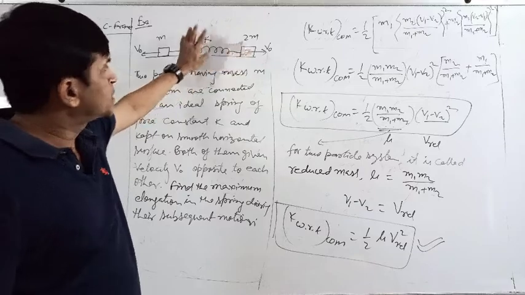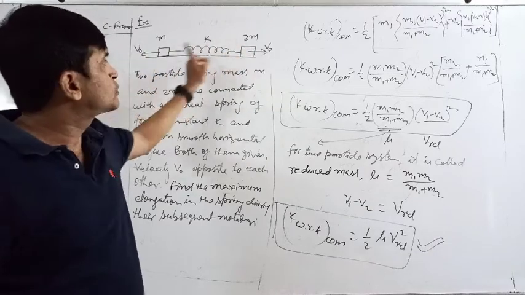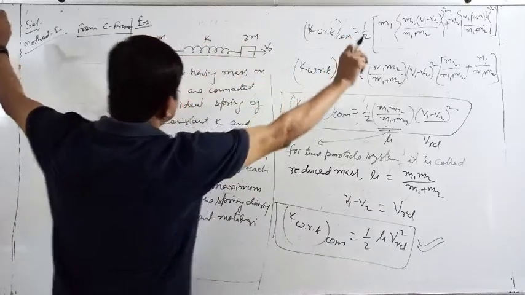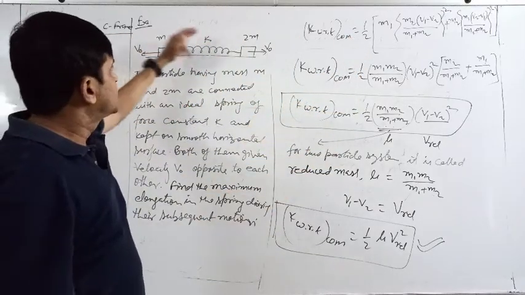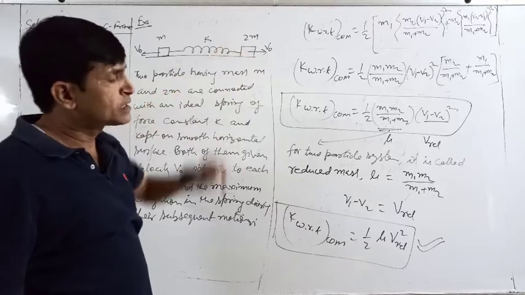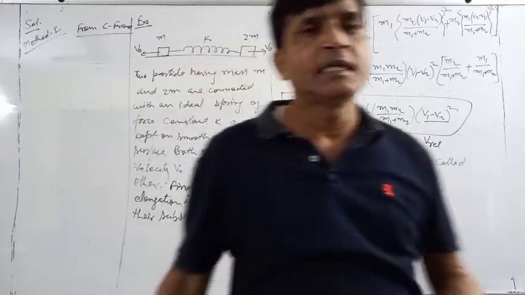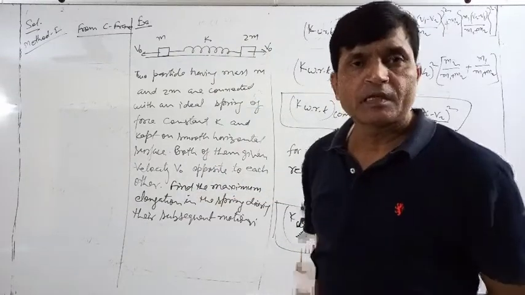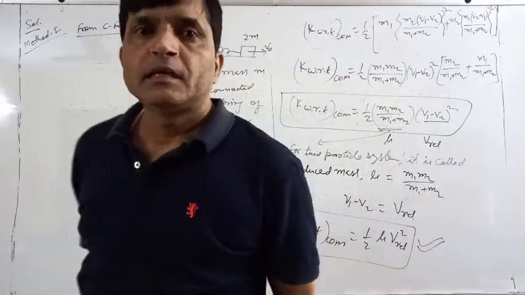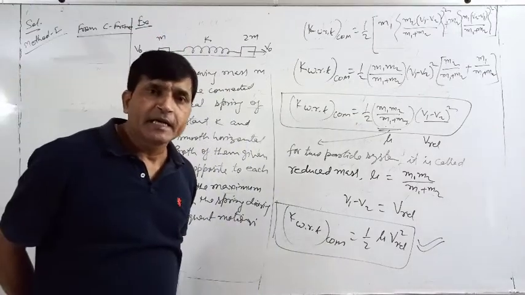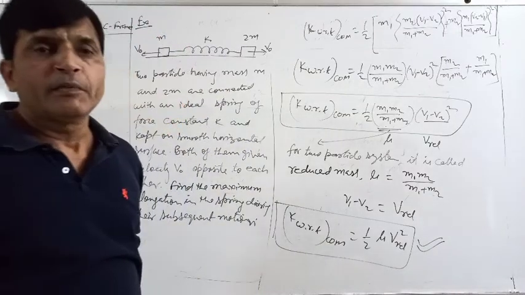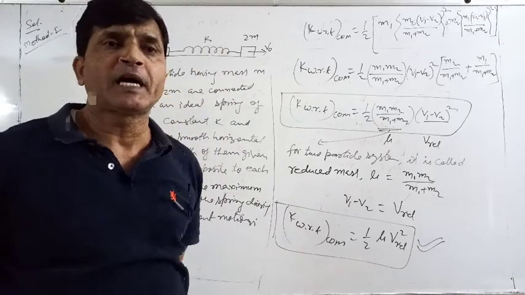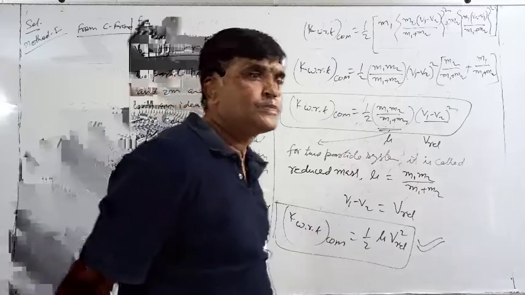During the subsequent motion, the velocities of these two particles will change, because as they move in this direction, the spring force will act. Because of the spring force, the velocity of both the masses will change continuously, but that change will always be in such a manner that the momentum of the system with respect to the center of mass is always 0.